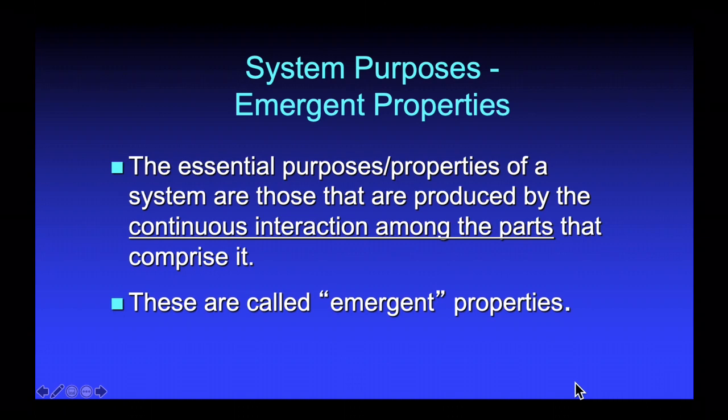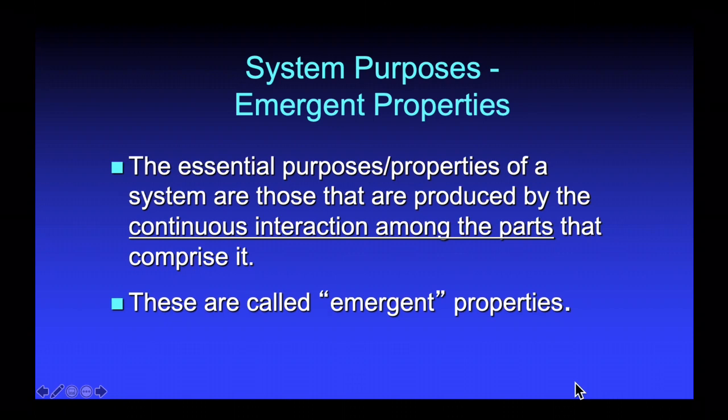The essential purposes of a system are those produced by the continuous interactions of the parts that comprise it. They are called emergent properties. The information you are getting right now through this lecture that you see on the screen emerges through the interactions of all the parts of the computer system, and it's through the continuous interaction of the parts. If you switch off the power, the property of the presentation and the audio disappears. So the purpose of a system is to produce the presentation, the audio and the visual, and it emerges through the interactions of the parts.